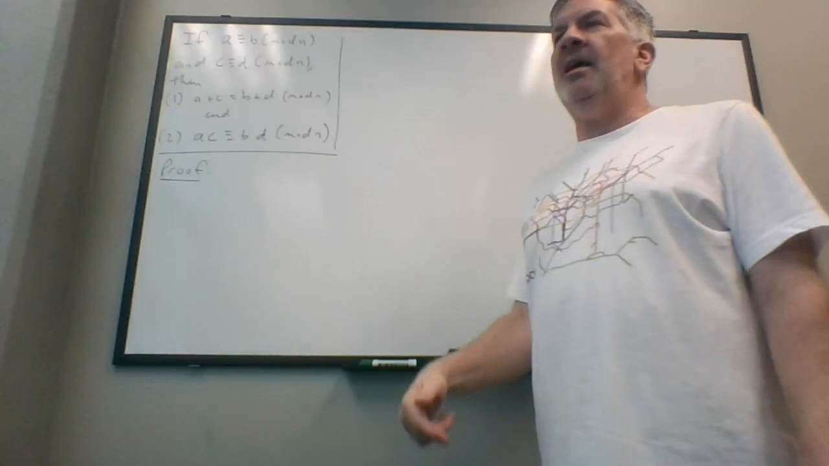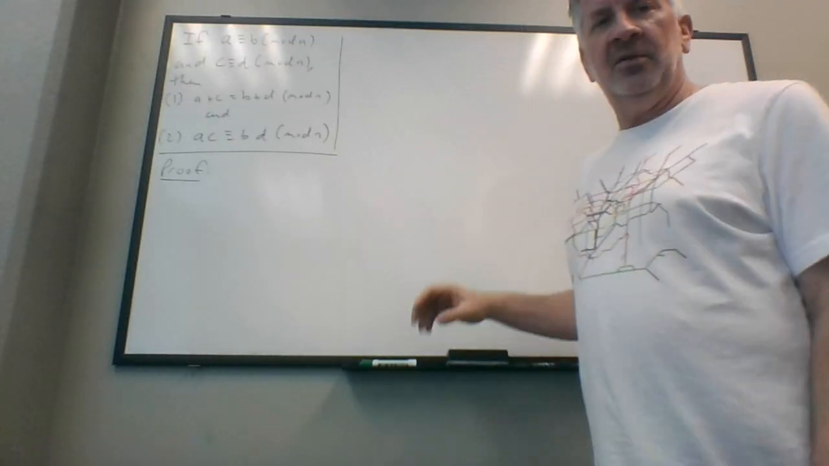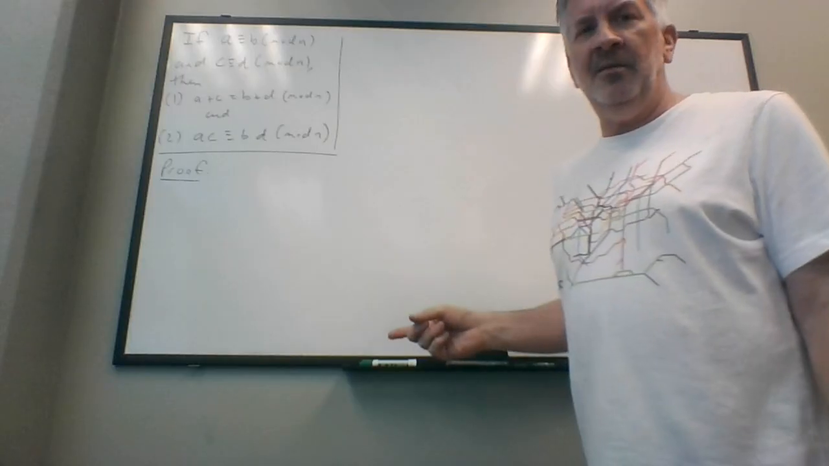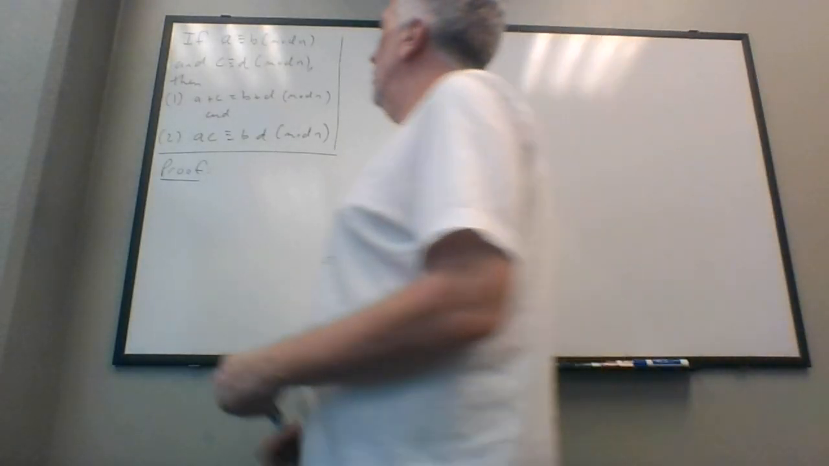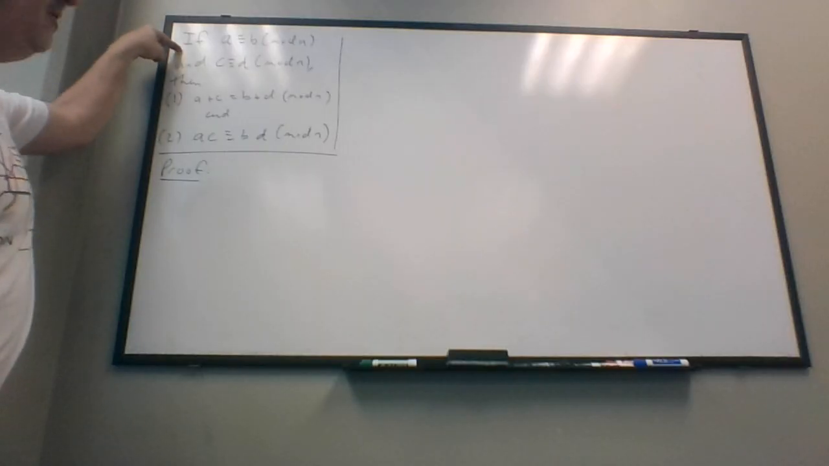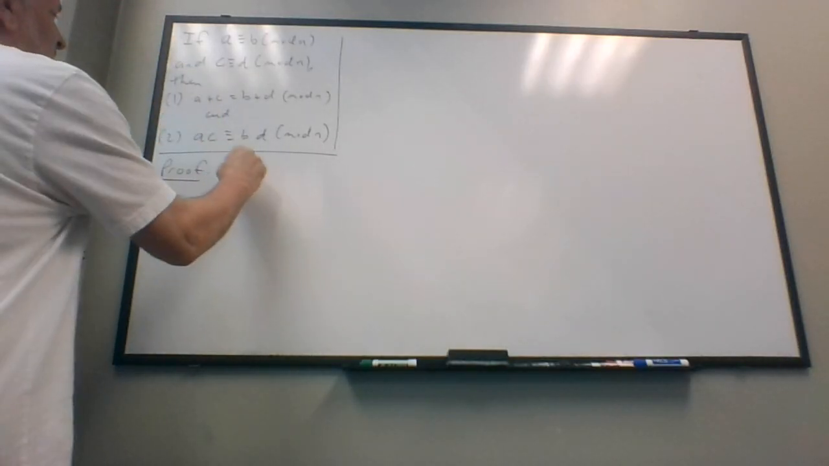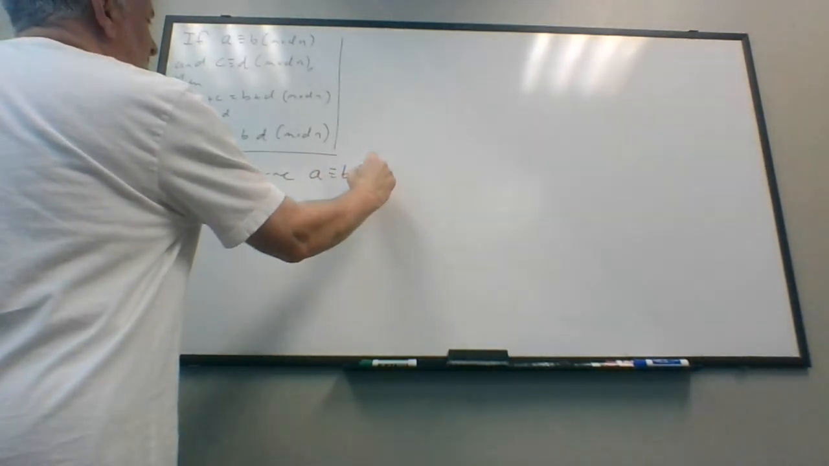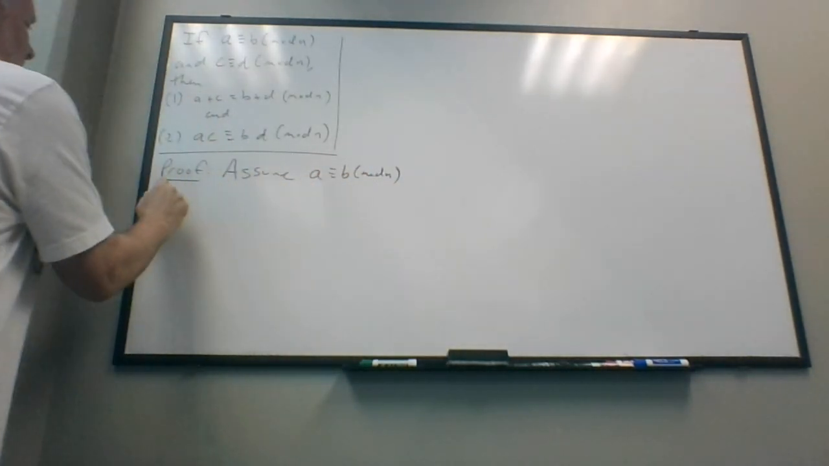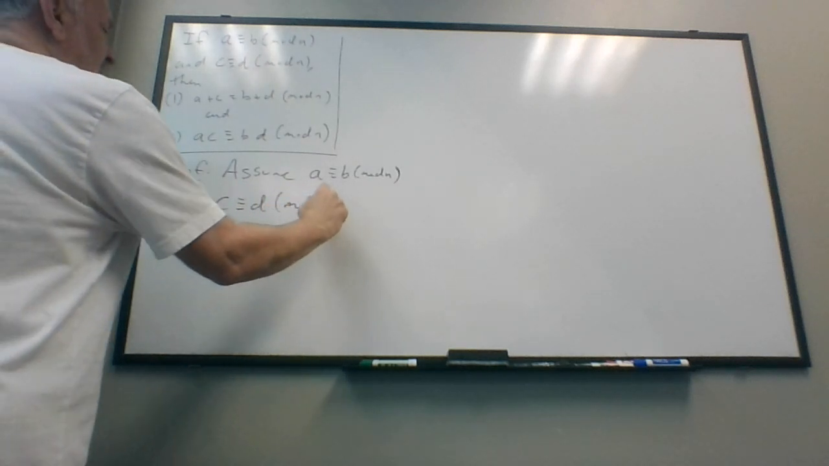But we can't just say, oh, it's true for equalities, so it must be true for congruences, right? Congruence is not the same as equality, so that's why we have to prove this theorem. Okay, so the hypotheses are the same for parts 1 and 2, so let's just start with the hypotheses. So assume A is congruent to B mod n, and C is congruent to D mod n.